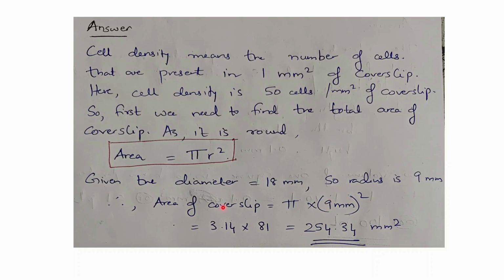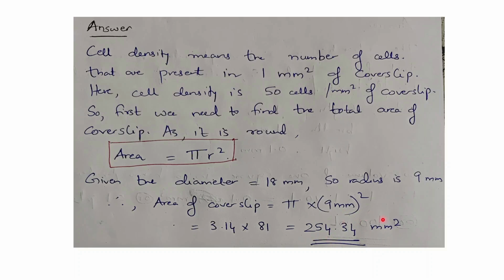If you are calculating the total area of the cover slip, you know that it is round. They have given it as round, it is basically circular in shape. So you know the area of a circle is pi r square. If you know the diameter, you can calculate the radius, and then you substitute the value, 9 millimeter, and pi is 3.14. If you calculate, you get 254.34 millimeter square, which is the area of the total cover slip.